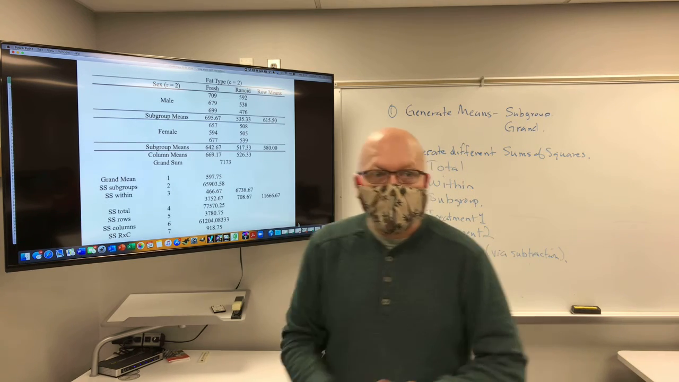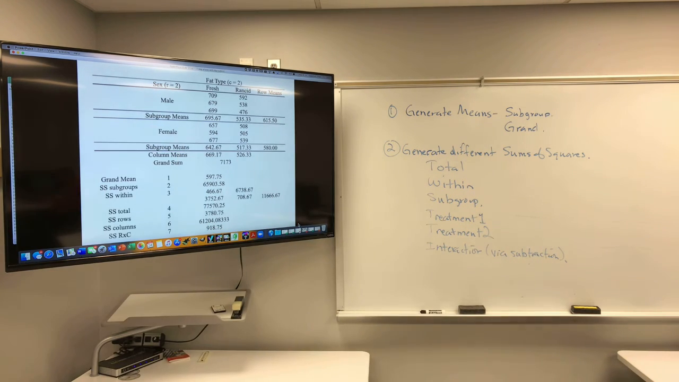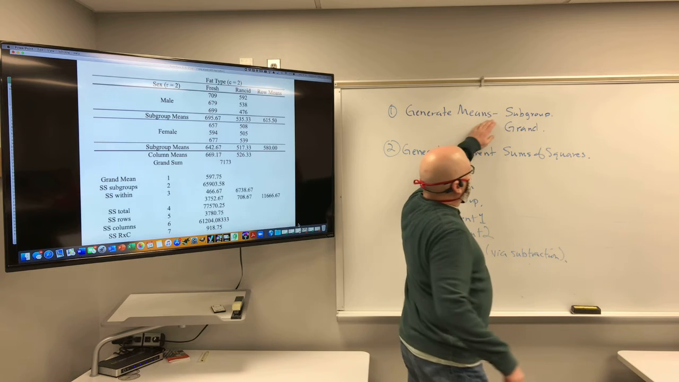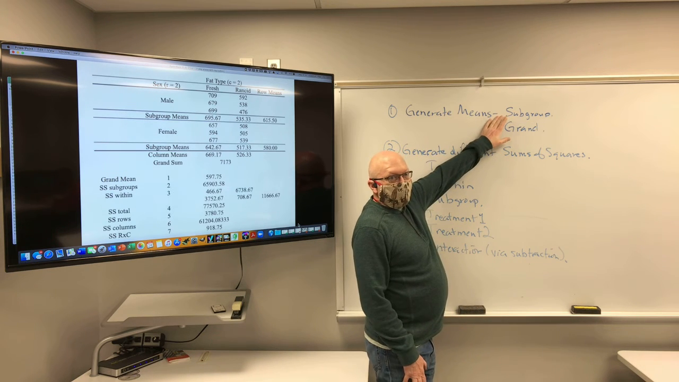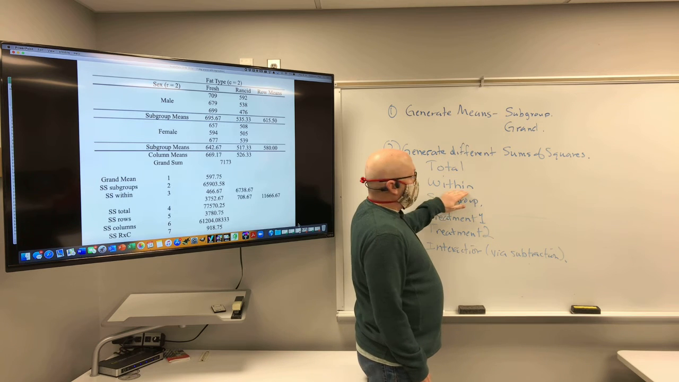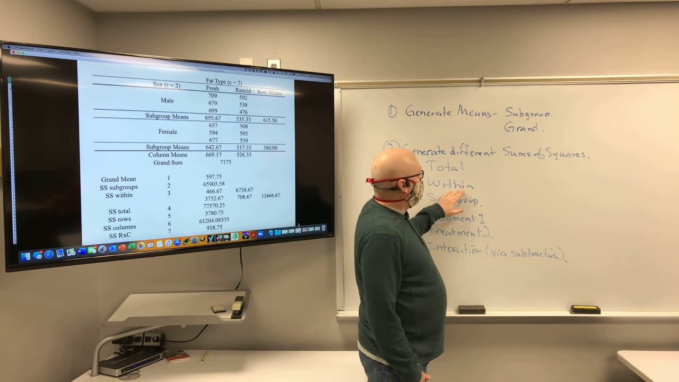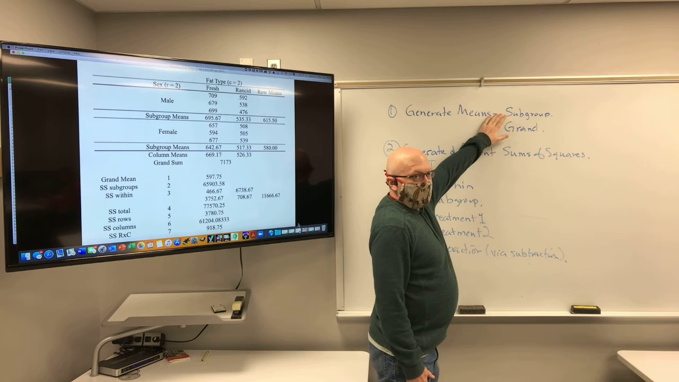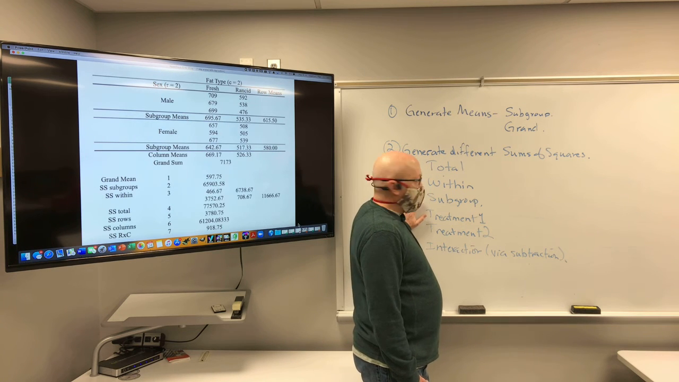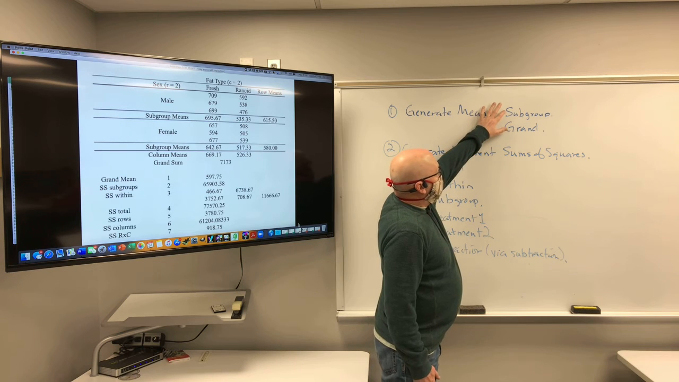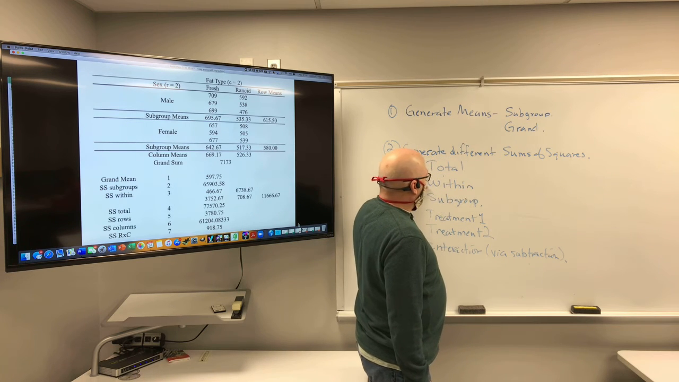Haley, this is a good stepwise way of figuring things out. If you're going to do this, the first thing you need to do is generate the means. You need both the subgroup means and the grand mean. You need the subgroup means because they will be involved in calculating within sample variation, and because they'll be used in calculating the subgroup sums of squares. And you need the grand mean for calculating total sums of squares.